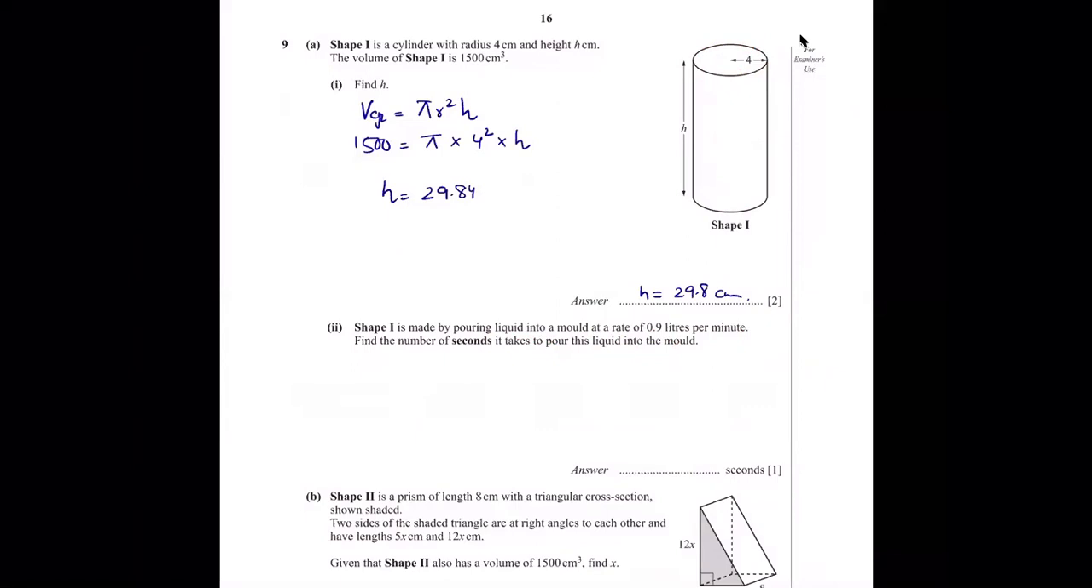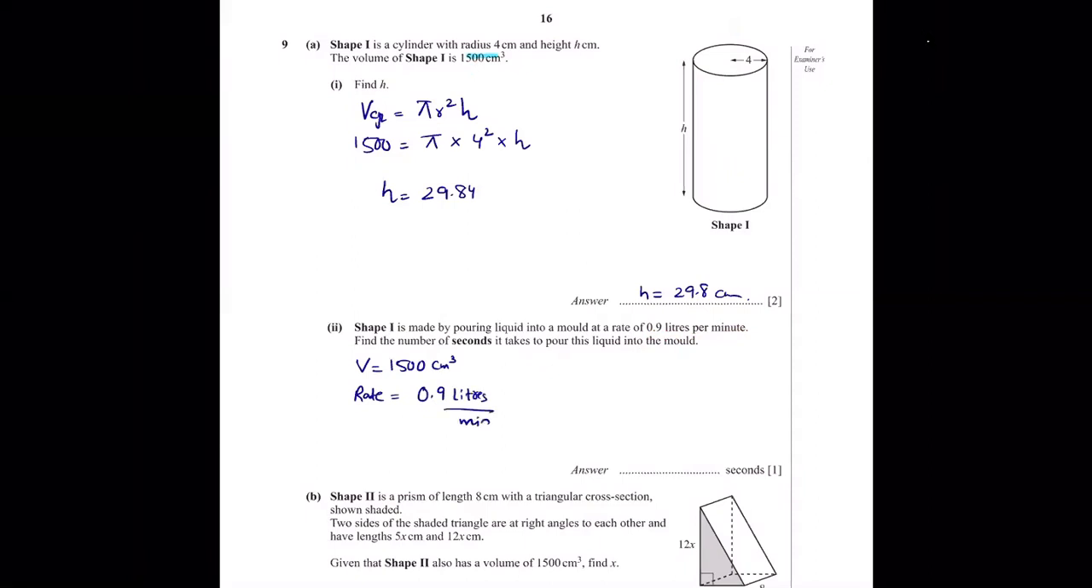Now the liquid is coming inside this mold at a rate of 0.9 liters per minute. The question says find the number of seconds it takes to pour this liquid into the mold. So the mold is also going to have a volume of 1500 centimeter cube. The volume that you need to fill is 1500 centimeter cube, and the rate at which the liquid is being poured is 0.9 liters per minute.